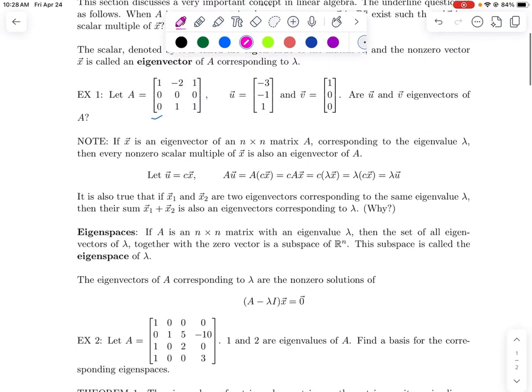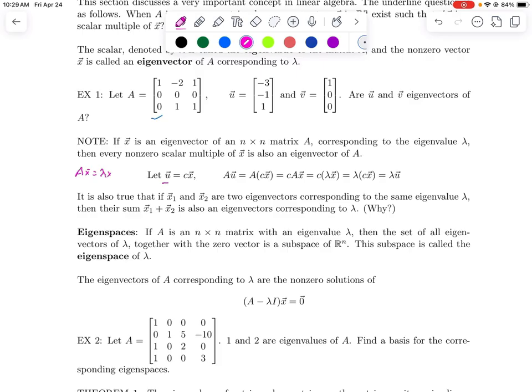Okay. Note, if x is an eigenvector of an n by n matrix corresponding to the eigenvalue lambda, then every non-zero scalar multiple of x is also an eigenvector of A. So here is kind of a proof. Let u be equal to c times x. So u is a vector which is a scalar times vector x, and we are assuming that x is an eigenvector. So if x is an eigenvector, it means Ax is equal to lambda x.